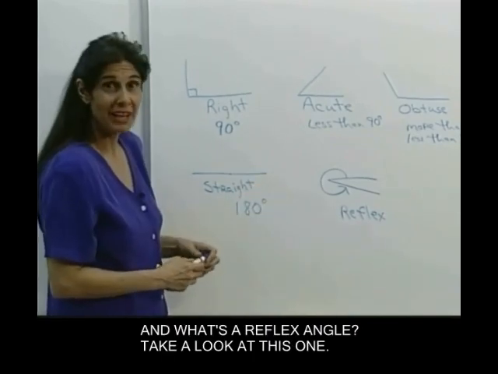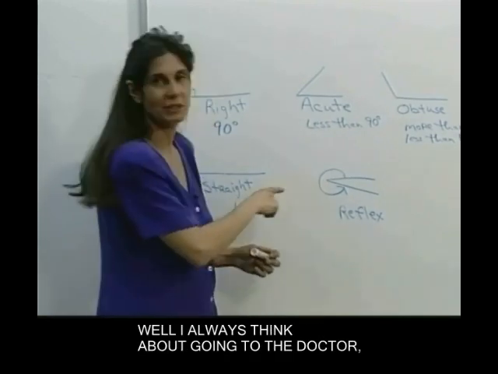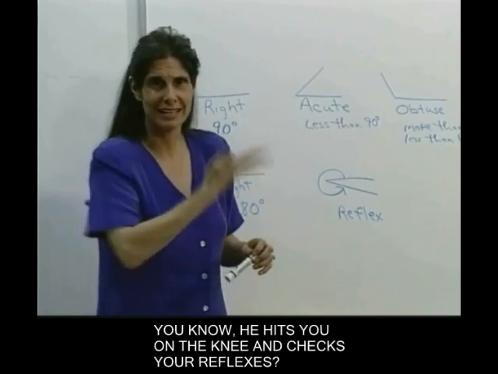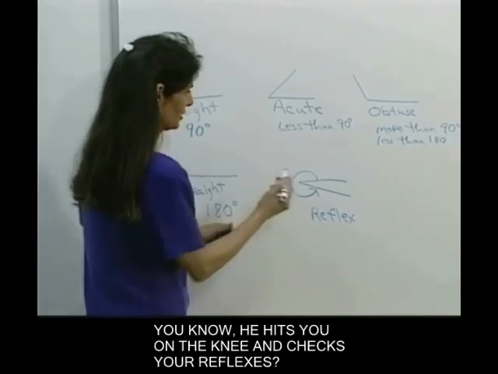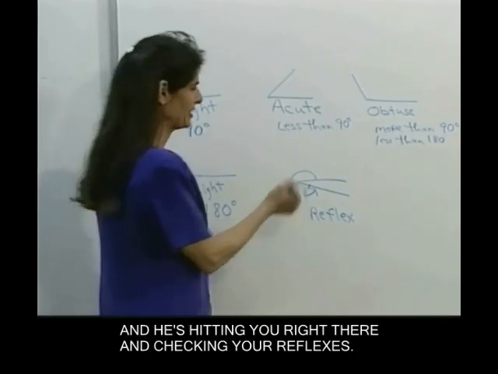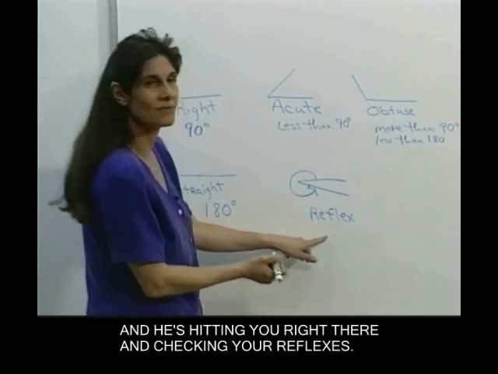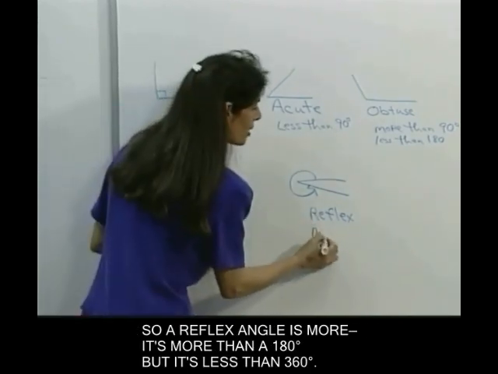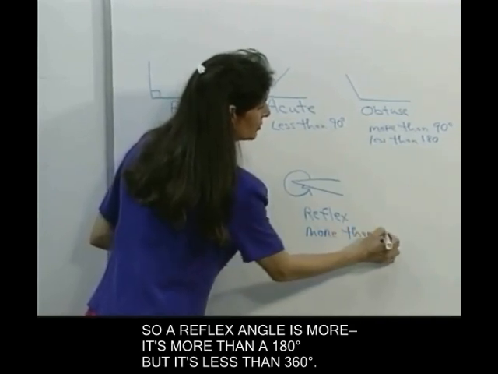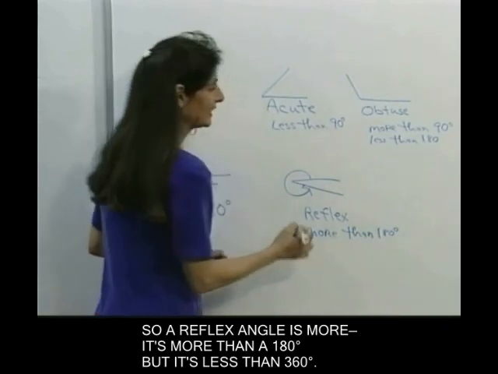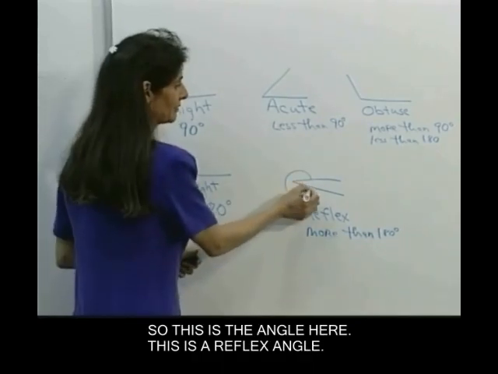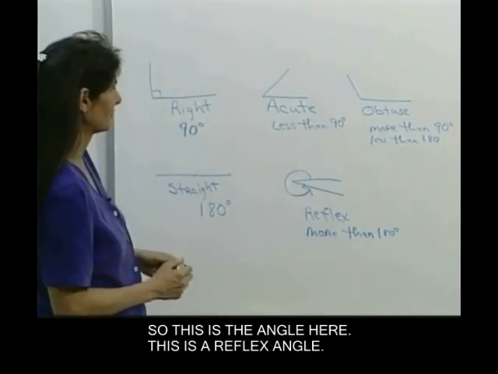And what's a reflex angle? Take a look at this one. Well, I always think about going to the doctor, and you know how he checks your reflexes? You know, he hits you on the knee and checks your reflexes. So I always think about this being the knee, and he's hitting you right there and checking your reflexes. So a reflex angle is more than 180 degrees, but it's less than 360 degrees. So this is the angle here. This is a reflex angle.